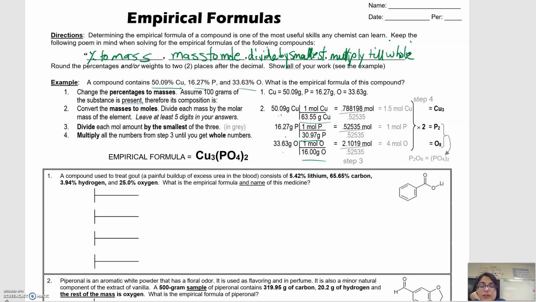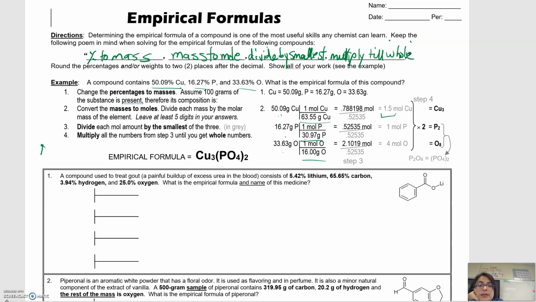And I told you guys this yesterday, or it was in the notes as well. If you haven't got the notes, please go ahead and get the notes, okay? When you have a fraction like this, we want to multiply. For example, this is 1.5. You're going to multiply by 2 to make it whole, okay? And that's what you need to do.